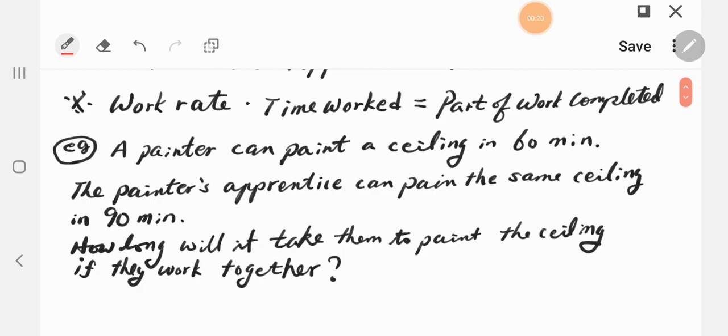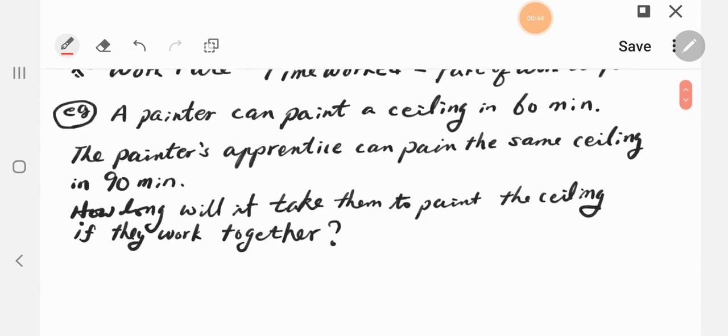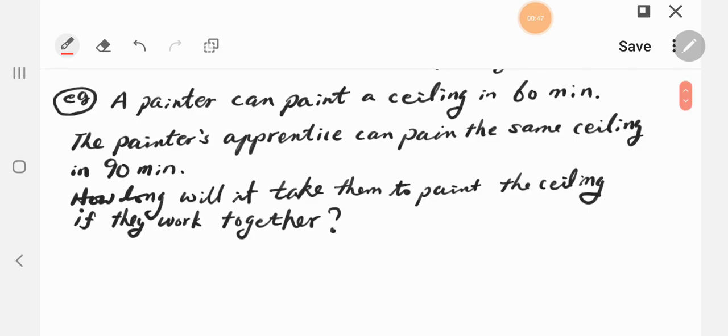A painter can paint a ceiling in 60 minutes. So if one painter paints, it takes 60 minutes to complete one job. And there's another person, this painter's apprentice, who can paint the same ceiling in 90 minutes. Then how long will it take if both people work together?